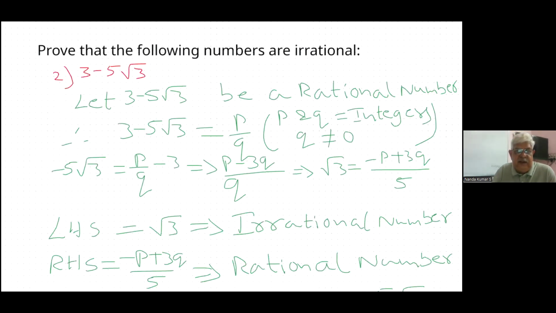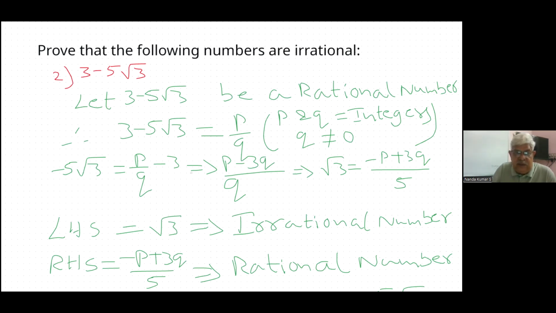Next numerical we are discussing, we are proving 3 minus 5 root 3 is an irrational number. So in that aspect I considered 3 minus 5 root 3 to be a rational number, and it is written in the form p by q, where p and q are integers and q is not equal to 0. Hence, first I shifted plus 3 to the right hand side, it became minus 3. Therefore, minus 5 root 3 is written as p by q minus 3. I have taken LCM, observe, for q and 1 the LCM will be q.